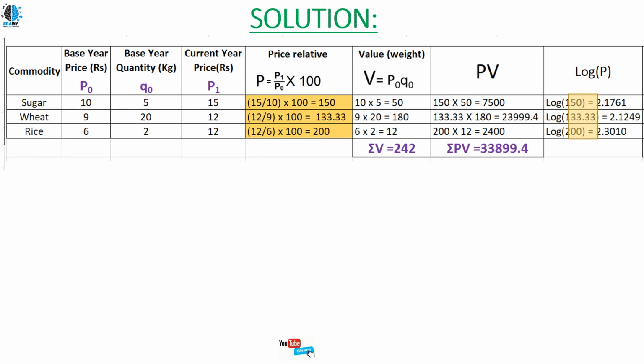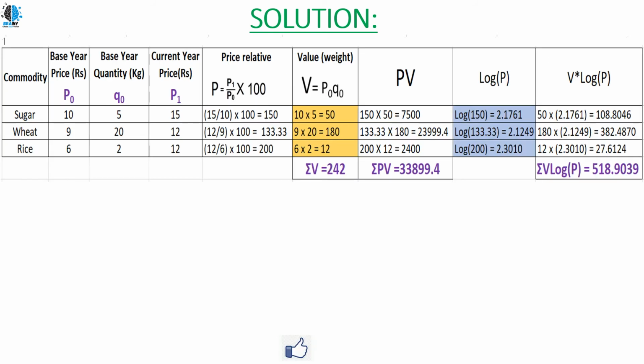What next do I have to calculate? I have to multiply this log with V. So V log P I have to find in the next column. In the next column I am going to multiply V and log P. I have highlighted with different colors here. This is my V value: 50, 180 and 12. What is my log value? 2.1761, 2.1249, 2.3010. So these are my log values as well as P values.